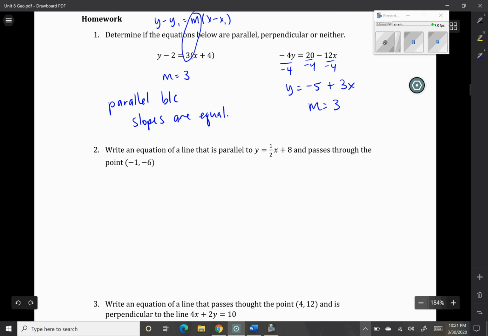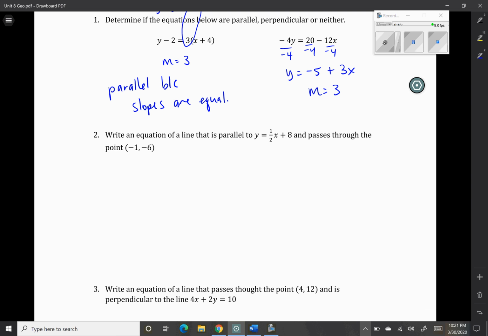Number 2 is very similar to a question we did in class. So it tells us the equation of a line, and we want to find a line that passes through the point -1, -6 that's parallel to this line. So to be parallel, we need to know the slope of that line. The slope of this line is 1/2. The parallel slope is also 1/2. Remember, the slopes are the same. So we want to create a line that passes through this point and has a slope of 1/2.